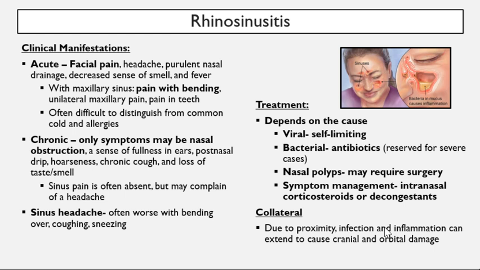So with acute, there's going to be facial pain, headaches, purulent nasal drainage, pain with bending, and it's often difficult to distinguish from the common cold and allergies, while chronic has only symptoms like maybe nasal obstruction and a sense of fullness in the ears. There's a tube that connects the ears to the nose, and so you can feel some nasal inflammation in your ears.